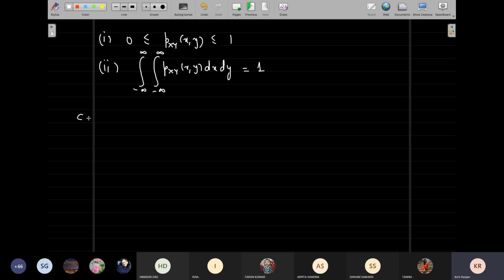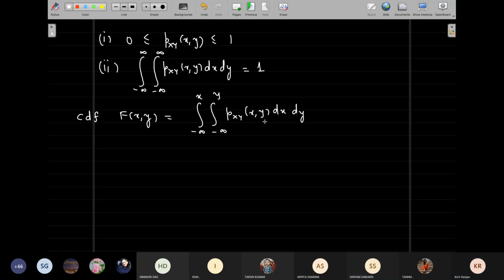So if I want to write the CDF, which should be F(x, y) now, how should we write this? Integration from minus infinity to y, integration from minus infinity to x, right? And then just the way you remember it, Pxy(x, y) dx dy. So it's an extension of our univariate analysis.